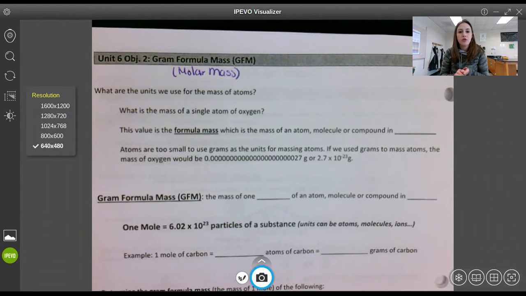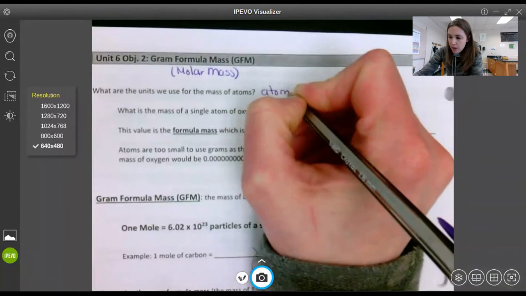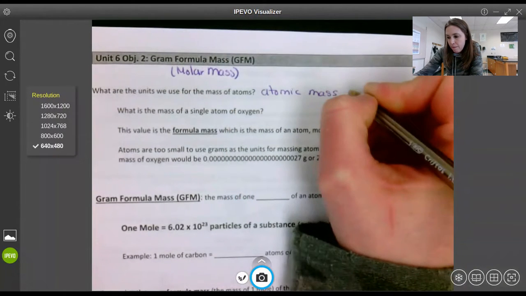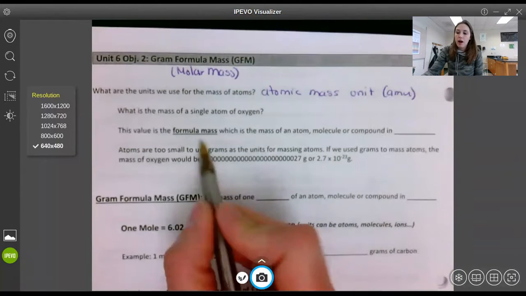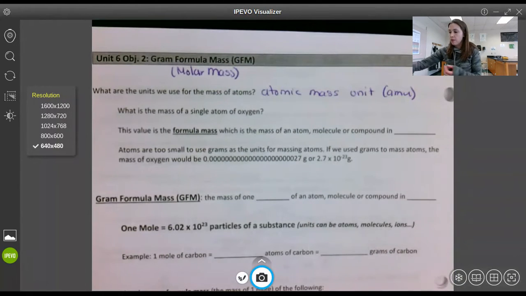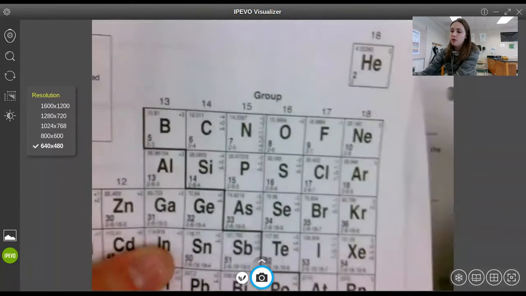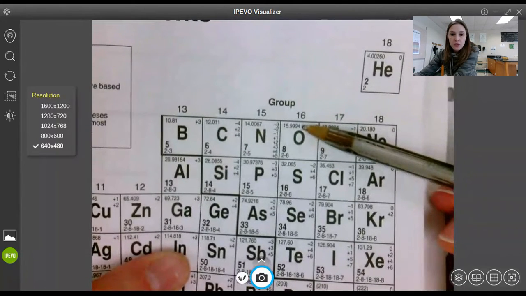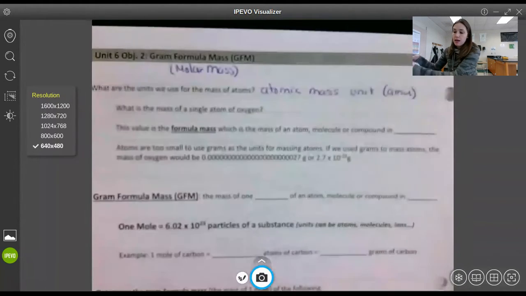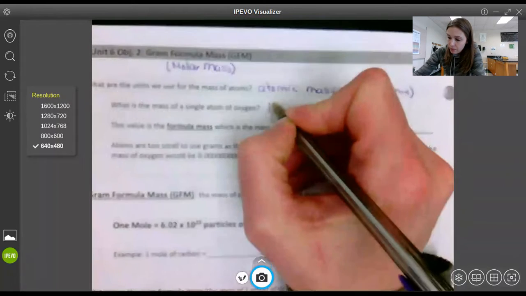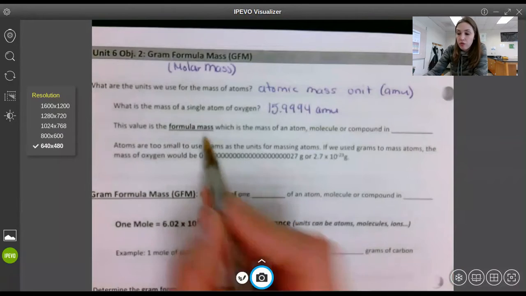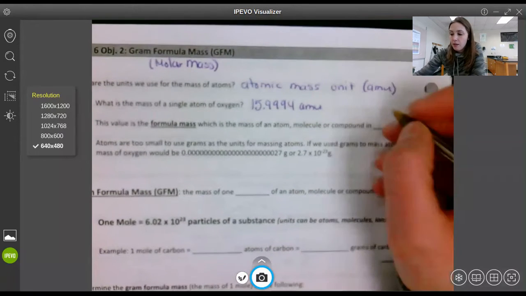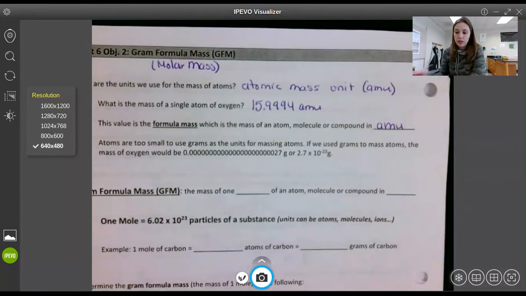When we talk about units that we use for the mass of single atoms, we use something called the atomic mass unit, which is an AMU or U. So what's the mass of a single oxygen atom? In our periodic table, this mass, 15.9994, is the mass in AMU of a single atom. That's called the formula mass, which is the mass of an atom or molecule in that AMU unit.